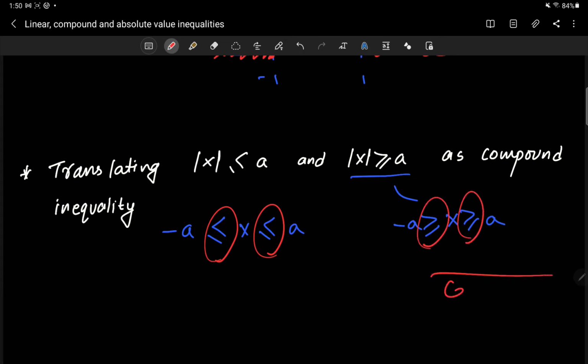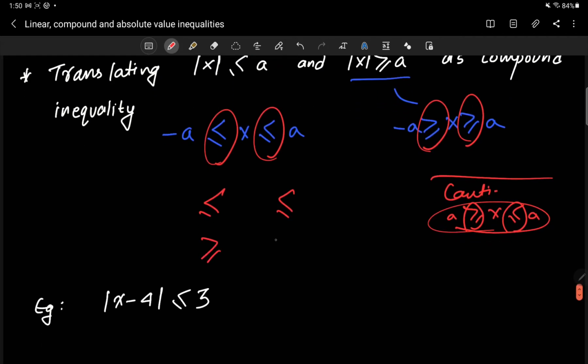So caution, anything of this form where they are both less than conveys the same information, so this is never going to happen. The only two situations are both left facing or both right facing. Now let's look at an example.